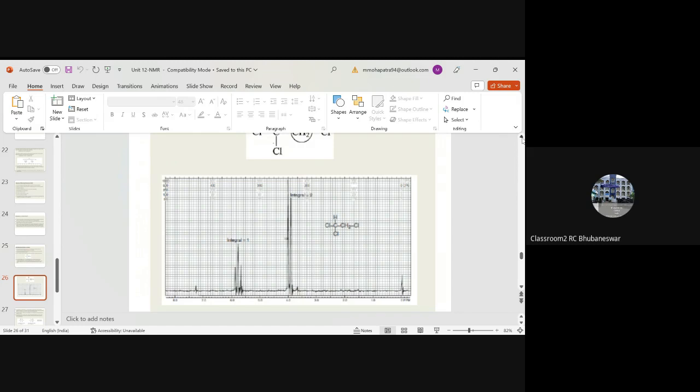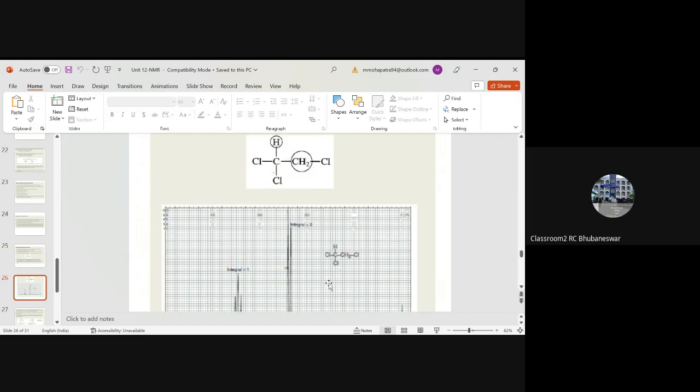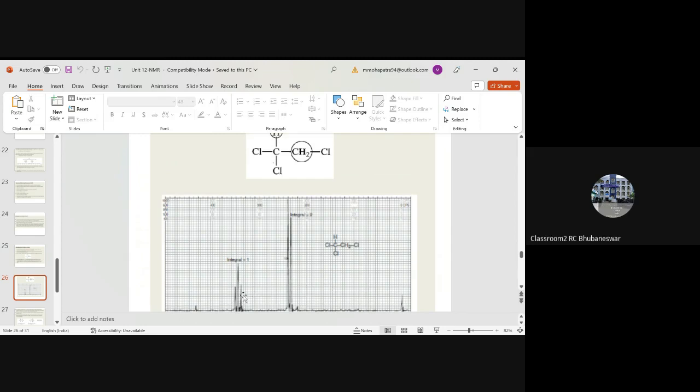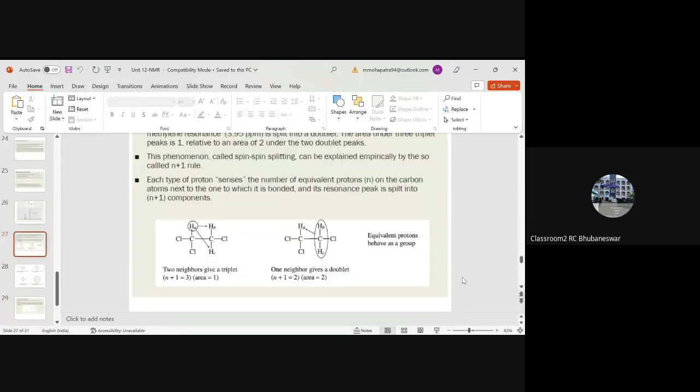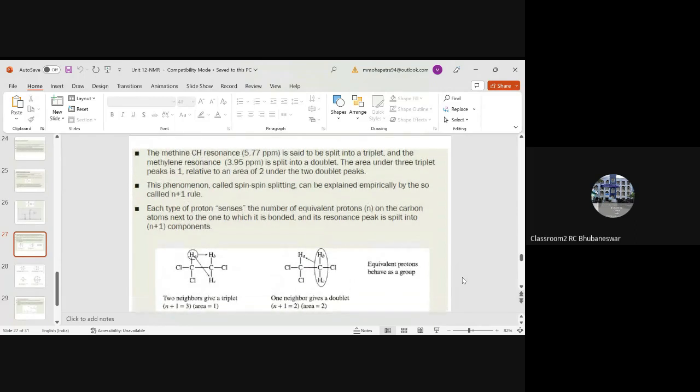Here you see, this is the NMR spectrum of this compound. Here three peaks are coming. If you look towards the left of the spectrum, you have three signals, and here two signals, and towards zero chemical shift you have the reference signal of TMS. How to get that, we'll also see.